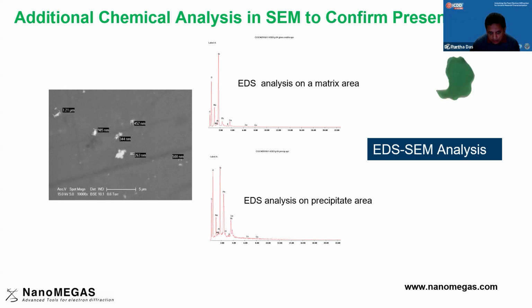So we did some AFM. In the AFM, we went back and did some chemical analysis there. And we saw a 3% presence of copper both in the matrix and in the precipitate. So that confirms that copper is actually there in the sample, and is not an artifact of the measurements.